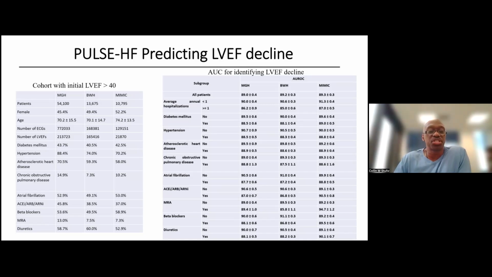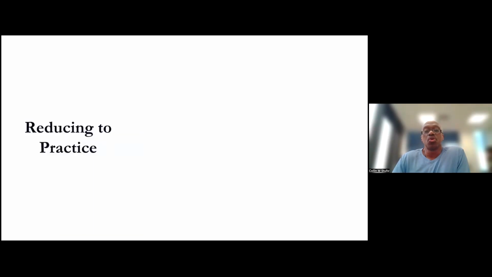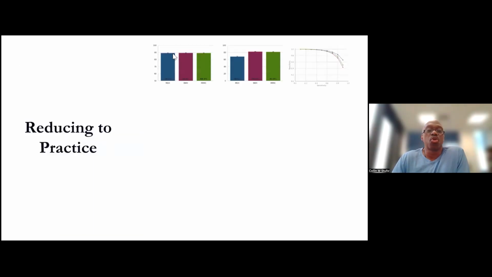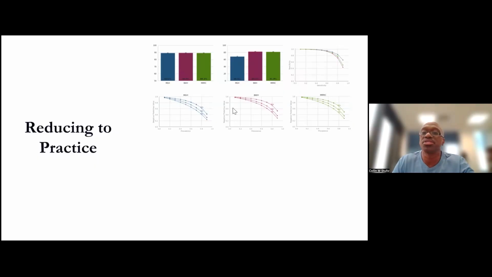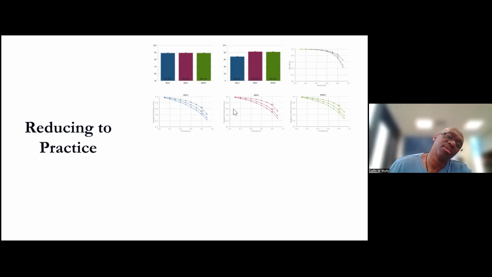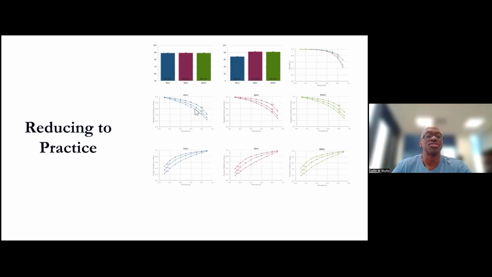So how do you reduce this to practice? What are the other things that one would like to know? So we've talked about the AUCs, and this is a small plot. It's hard to see this, and these are PRCs also. But here we have sensitivity and specificity plots, and more importantly, we have plots of the positive predictive value and the negative predictive value.